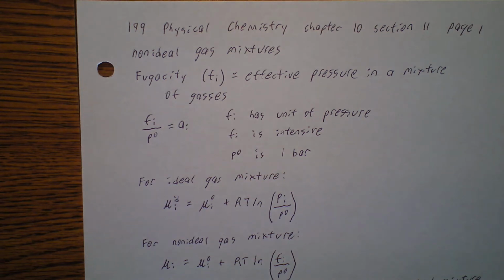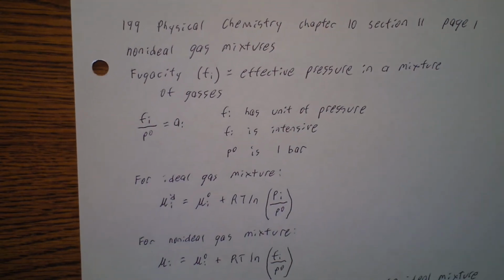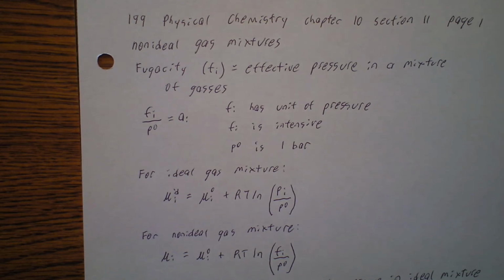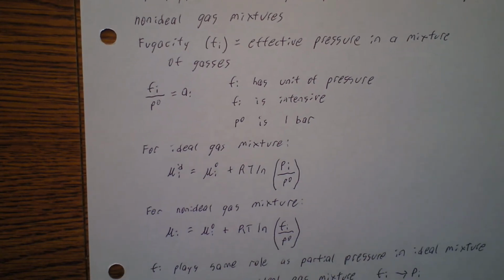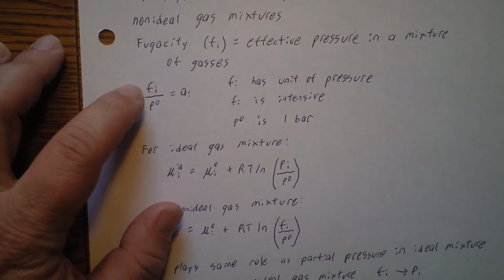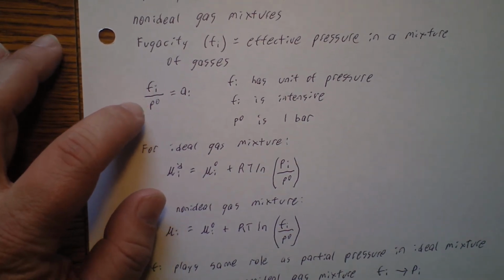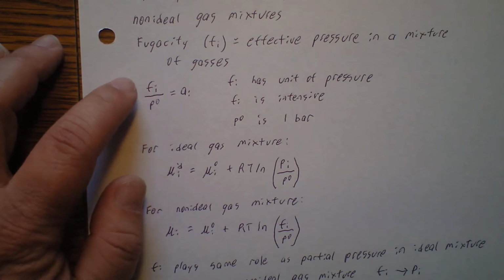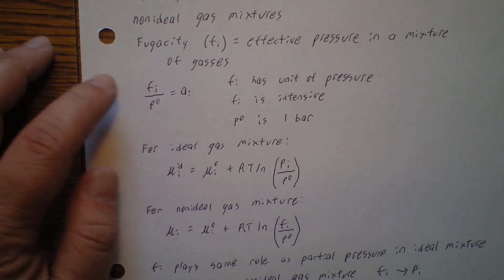This is Physical Chemistry, Chapter 10. We're doing Section 11 now. What if we have a non-ideal gas mixture? Well, then we're going to talk about fugacity, f sub i, which is the effective pressure in a mixture of gases. The fugacity of substance i divided by the standard state, P naught, is the activity of substance i.